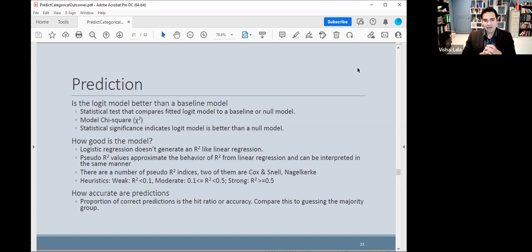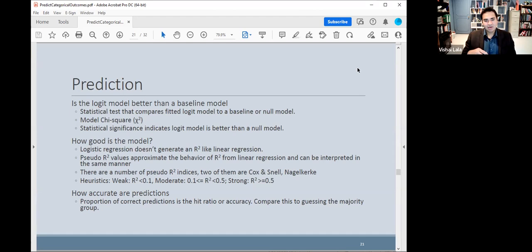We can do this by examining a statistical measure, or we can look at even how well the model is classifying. The statistical measure is something called a model chi-squared. This is done by comparing the -2 log likelihood, some sort of an error metric, of the baseline model to that of the actual model we have. The next step would be to think about, if the model is indeed better than a baseline model, how good is the model?